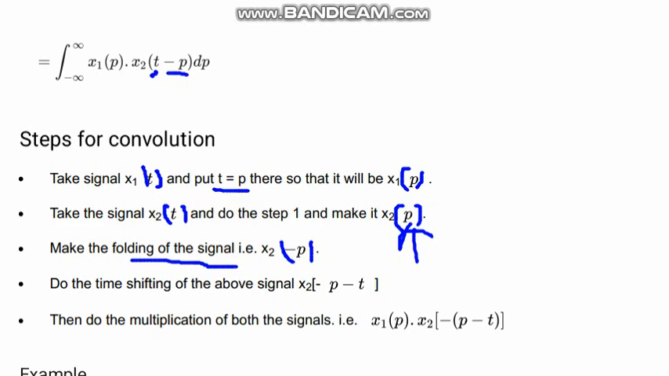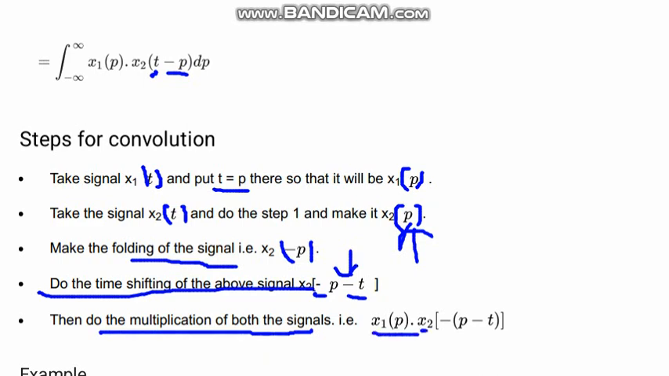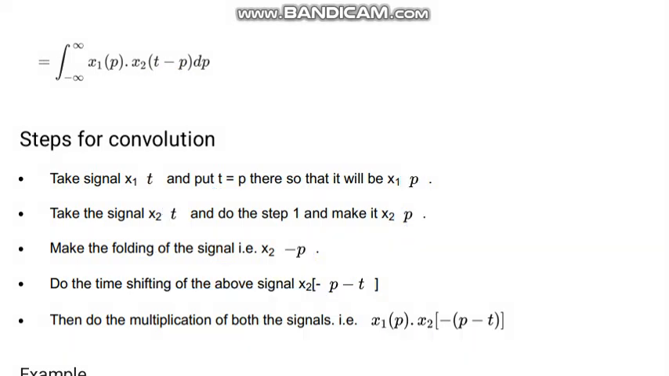Now do the time shifting of the above signal. That means minus p minus t. As you can see here, t minus p is there in x2. So we are just looking at the time shifting property. Okay, minus p, we just shift by t, an extra time shifting. Then do the multiplication of both signals like that, x1(p) into x2(-p), the total folding, this p minus t is here. Now after taking this, we integrate the total sequence and we get the convolution.